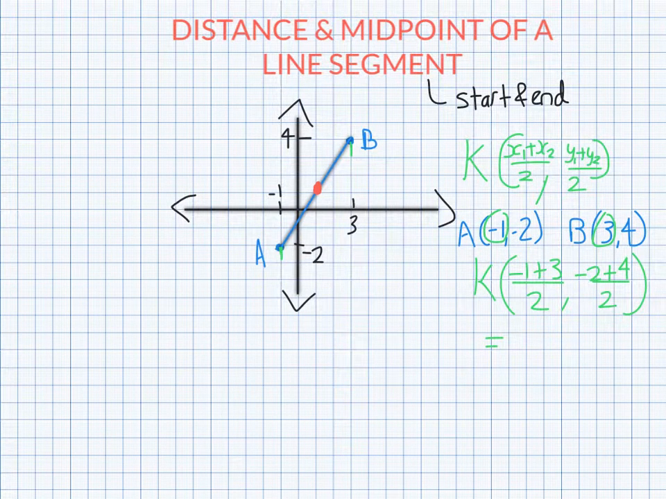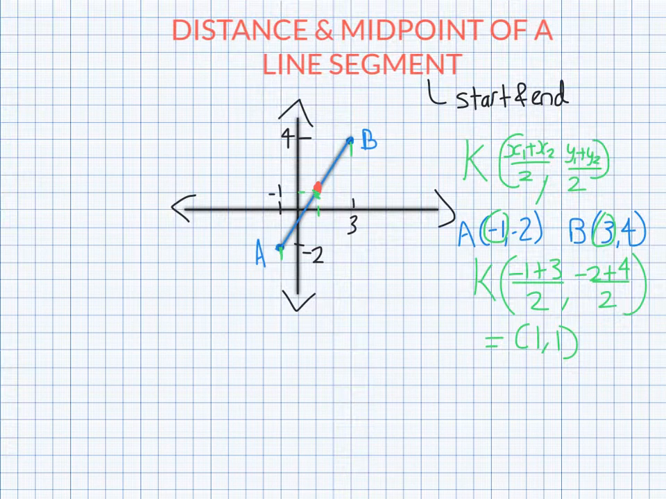So, of course, the point you get here is 1, 1. And that's intuitive from looking at our line segment. The midpoint is here, 1, 1, halfway between A and B. And you can see that it's 1, 1 there. Okay, how easy is that? So that's for midpoint. But let's say we want to find the distance.